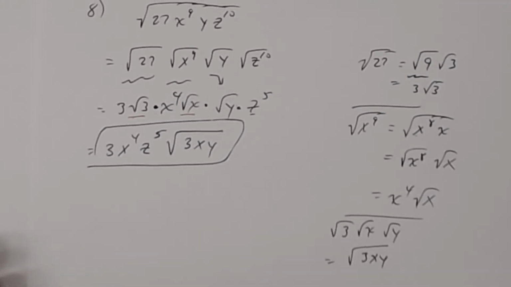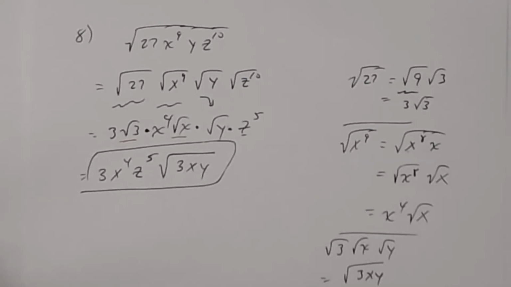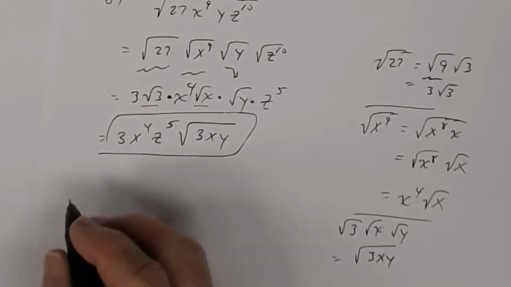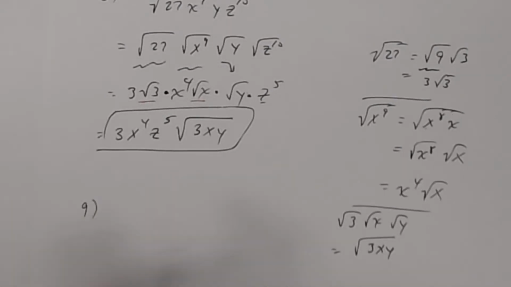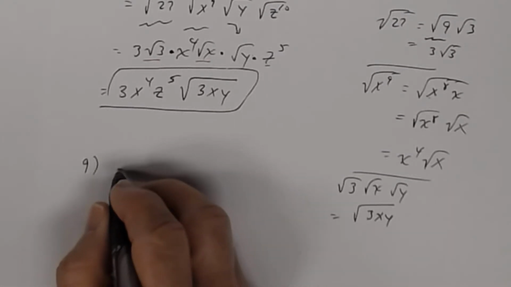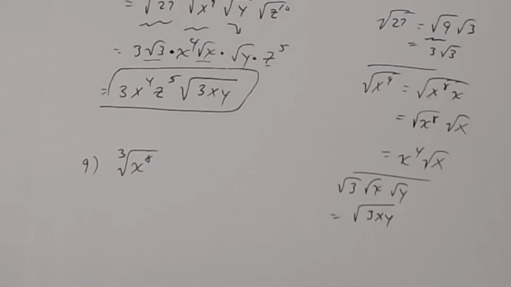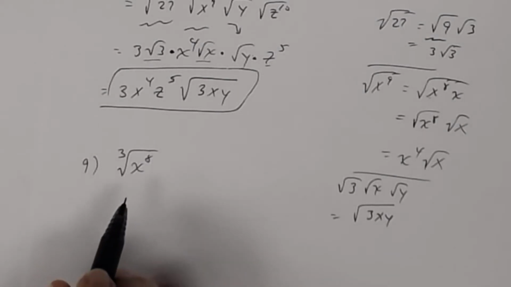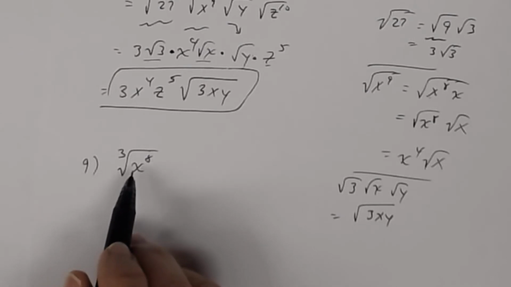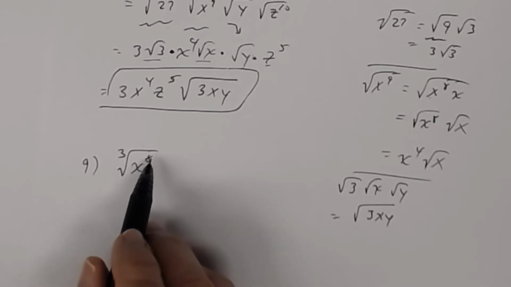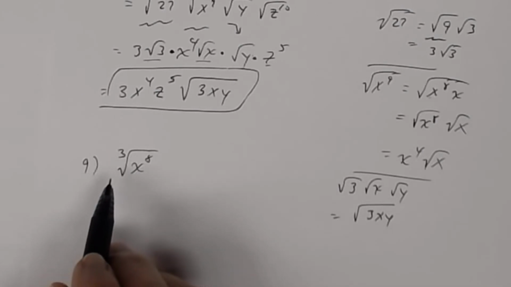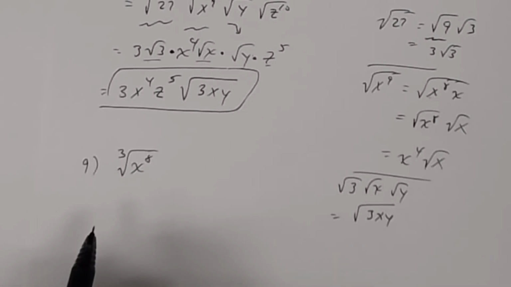All right, now up to number 8, all we dealt with was square roots. Okay, let's do a cube root. Let's look at number 9. We have the cube root of x to the 8th. Now this time it's a cube root. Same idea applies. Can I simplify this? You have to know yes or no right away. The answer is yes, because the exponent is greater than or equal to 3. The index is 3.